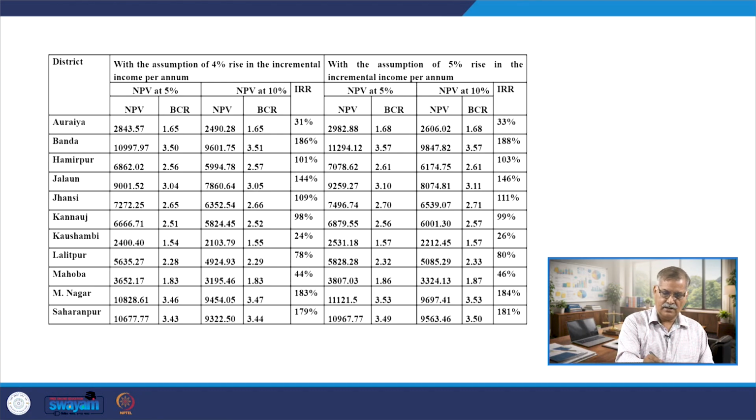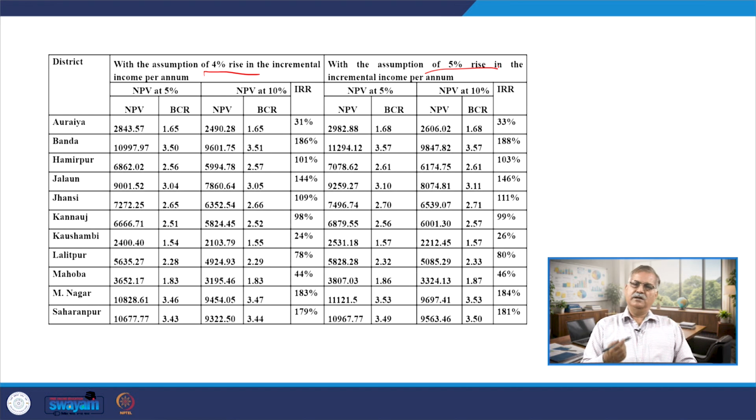We just take here a 4% growth rate in the income per annum of the farmer, then 5%. So we created a scenario by taking 2%, 3%, 4%, 5%. We have included up to 5% because as per our experience, more or less agriculture growth rate in India is growing at the rate of 3 to 4% on an average in real terms.